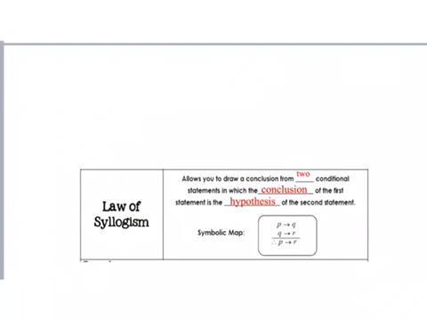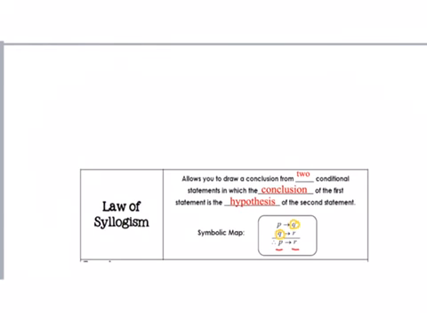All right, so we have another logical statement. It's called the law of syllogism. The law of syllogism allows you to draw a conclusion from 2 conditional statements, in which the conclusion of the first statement is the hypothesis of the second statement. So take a look at your symbolic map. It goes P to Q, and then Q to R. What I'd like for you to do is pay attention that this Q and this Q are the same. So what happens when they are the same? Your conclusion is P to R.